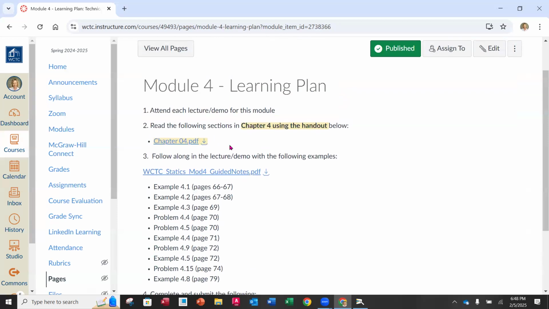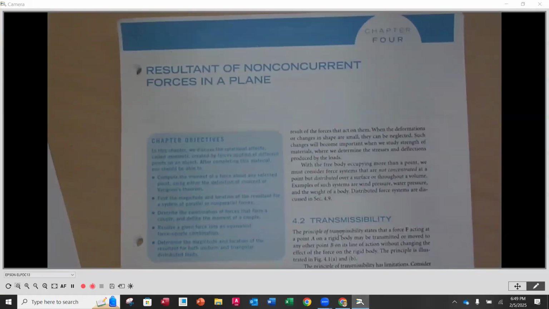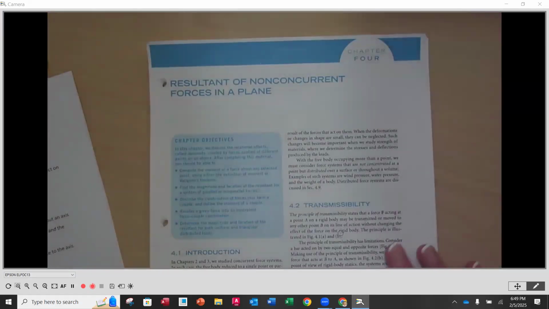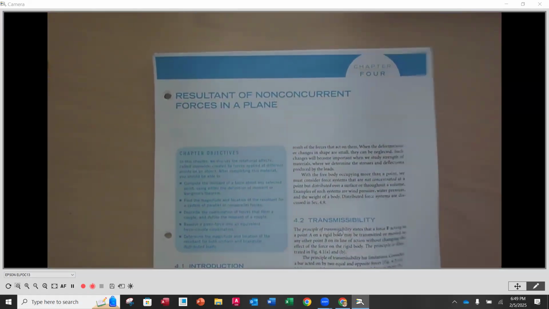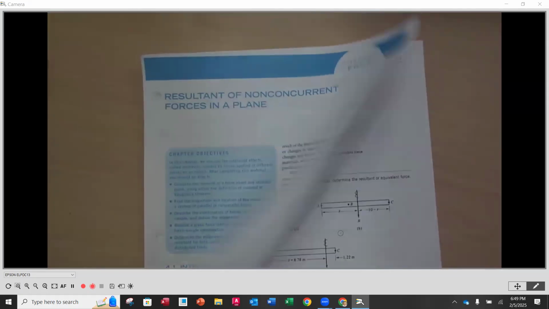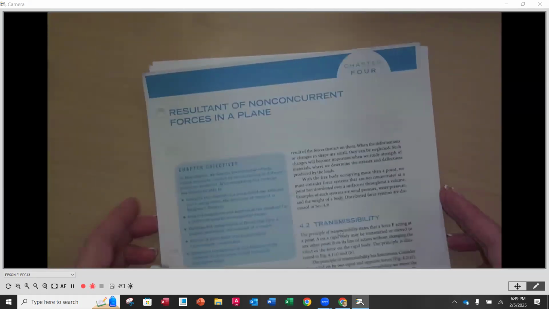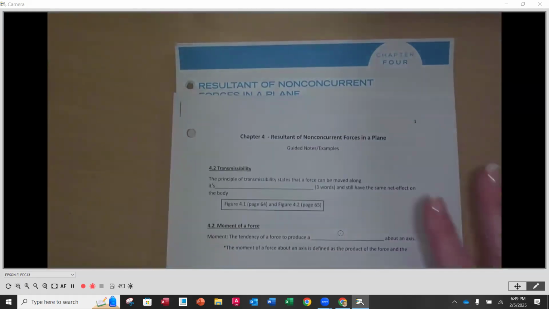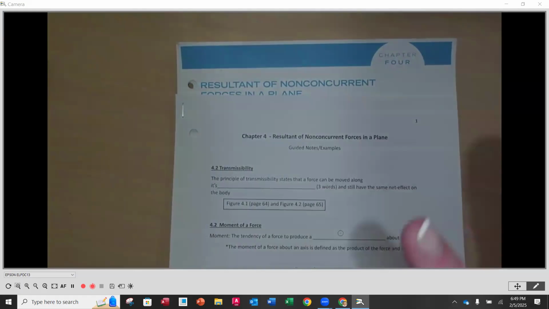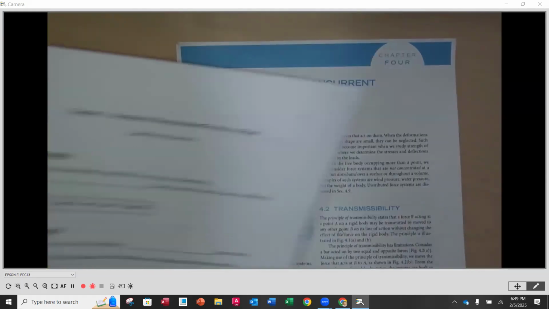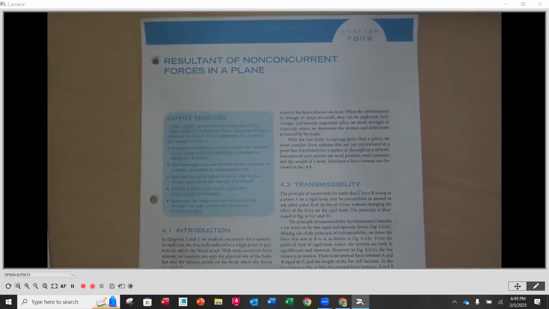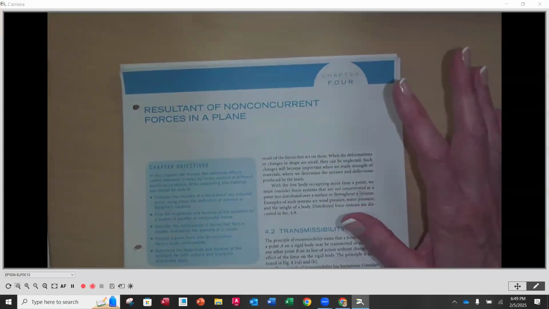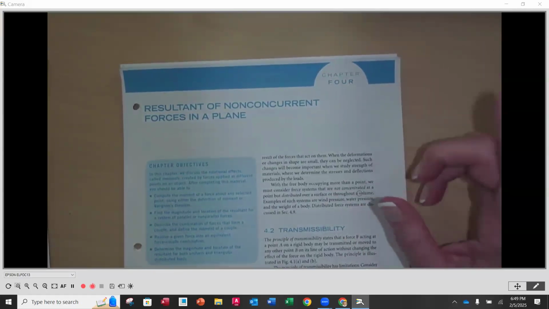All right. So what I'm going to do is I actually have both of those underneath my camera. So I'm going to go underneath and this is what the chapter looks like. Like I said, I just copied the chapter and printed it out. And then my guided notes go along with the sections and the page numbers and such. Okay. So as we start looking here at this chapter 4, this chapter is called Resultant of Non-Concurrent Forces in a Plane.